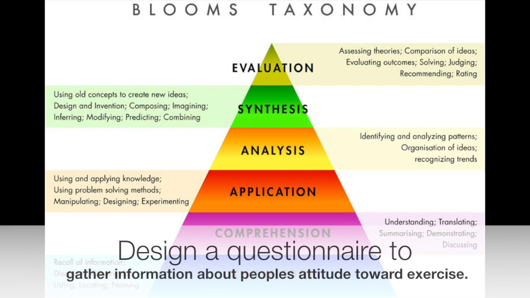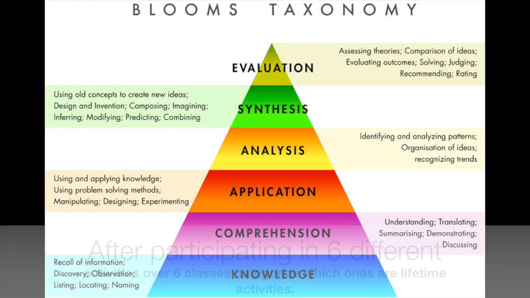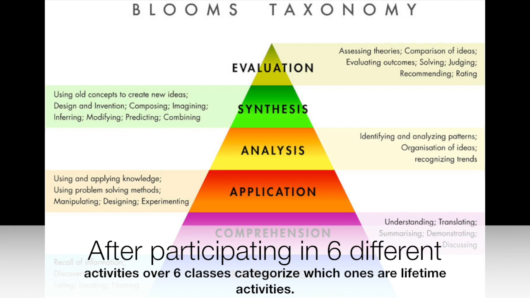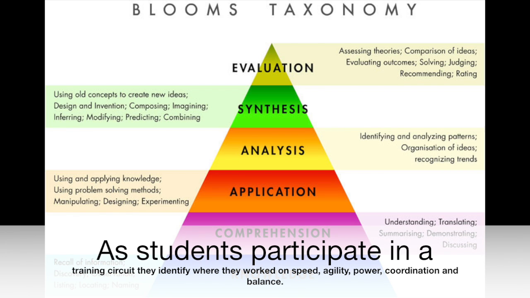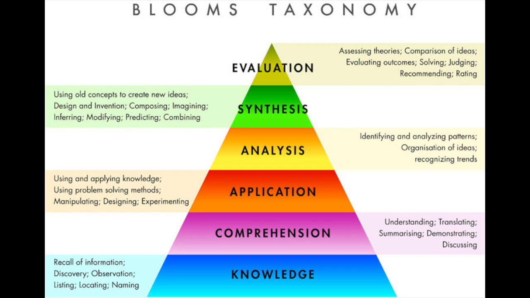You can have them design a questionnaire to gather information about people's attitudes toward exercise. After participating in 6 different activities over 6 classes, categorize which ones are lifetime activities. And as students participate in a training circuit, they identify where they worked on speed, agility, power, coordination, and balance.